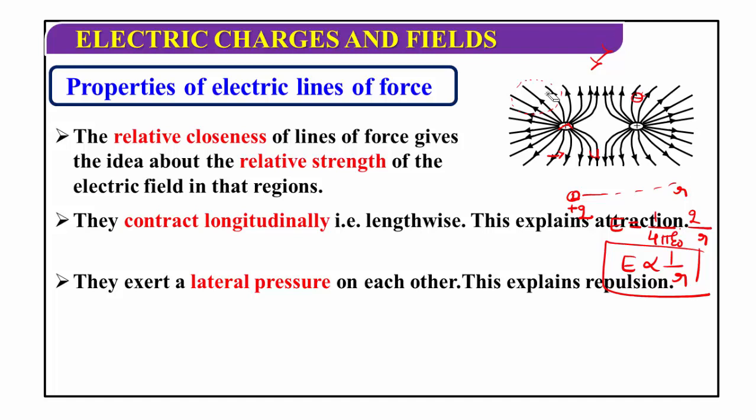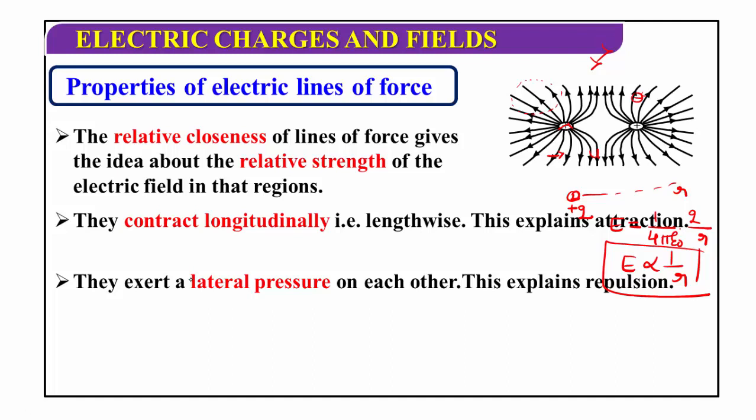Electric field lines are more crowded in a region of strong electric field, and electric field lines are less crowded in a region of weak electric field.